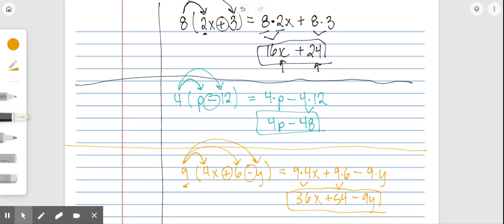And then that's as simplified as it goes because even though 36x has a variable and so does 9y, they're different variables, so I cannot combine them. So this is the simplified version. Okay. All right, so those are our examples. And then we're going to go and do some practice work.